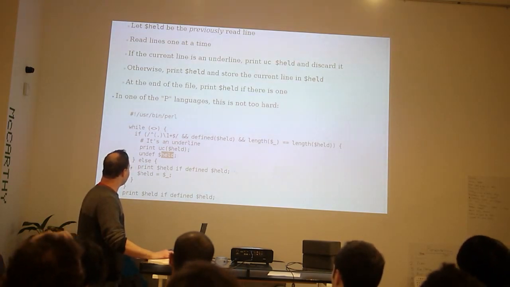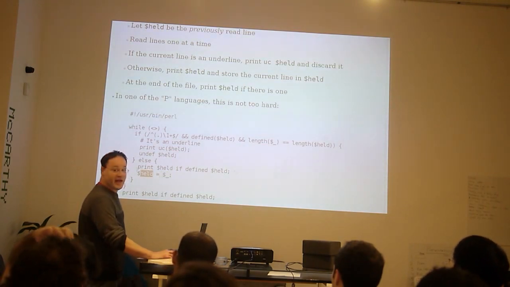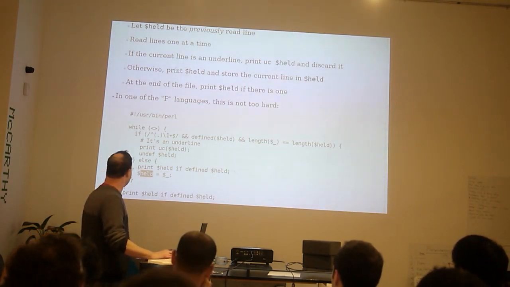If not, then if there's a held line, we print it out, and then we take the current line and save that instead. Is that good? All right.